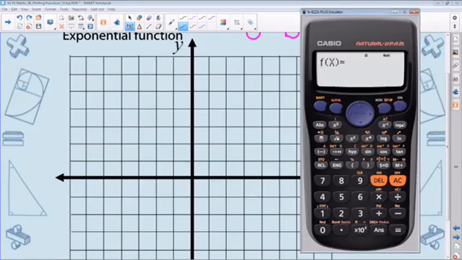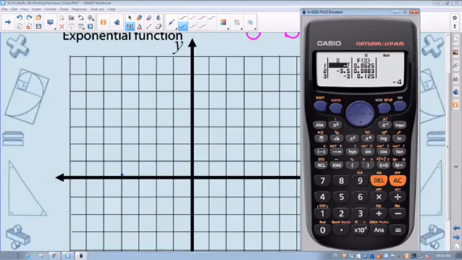Let's start by clearing what we've done before and make it 2 to the power of, and we press alpha and then x and equals. And we're going to start at -4 and we're going to end at 4. And we're going to go up in halves. And let's see what happens. So our first coordinate is -4 and 0.06. So it's way down over here.